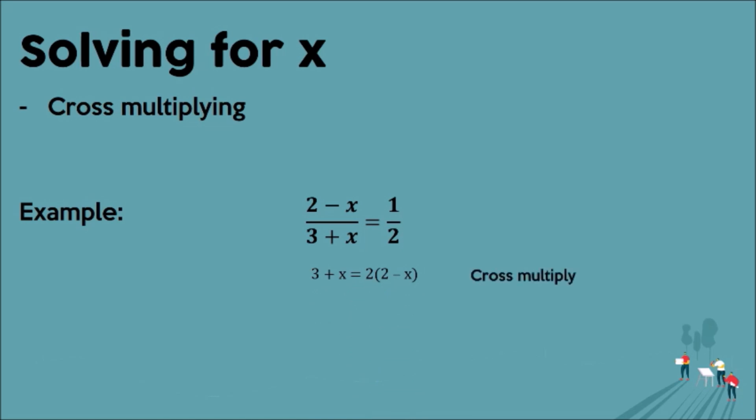x. Now, we simplify, so 3 plus x is equal to 4 minus 2x. Next, transpose the variables to the left side and the constants to the other side of the equation. Now, we will get 3x is equal to 1. This will lead us to the answer x is equal to 1/3.